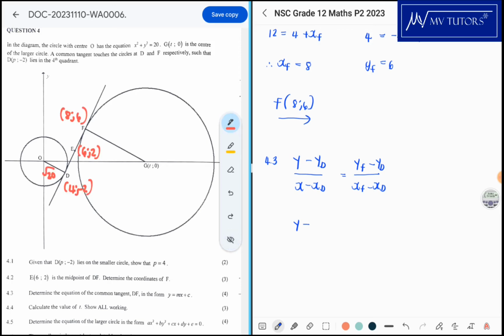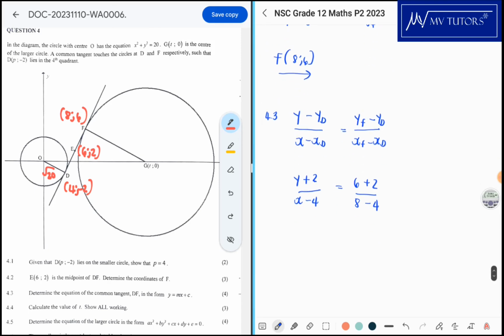All right, so the y coordinate of D is negative 2, so that's going to be plus 2. And then we have x minus 4. The y coordinate of F is 6. Y coordinate of D is minus 2, so that's going to be plus 2. X coordinate, that's 8, minus x coordinate, that's 4. All right. So, yeah. We have y plus 2 is equal to x minus 4 multiplied by 6 plus 2, that is 8. 8 minus 4, that's 4.